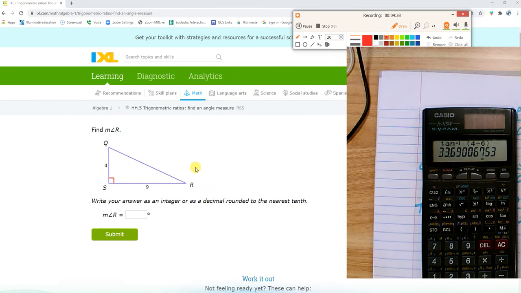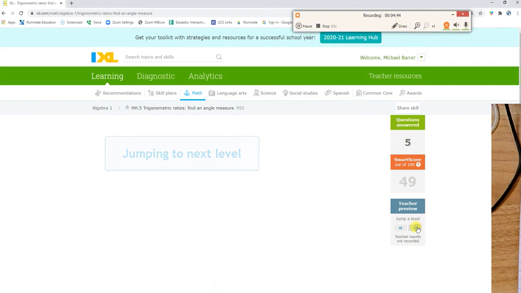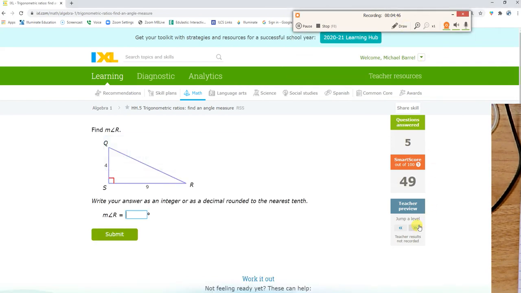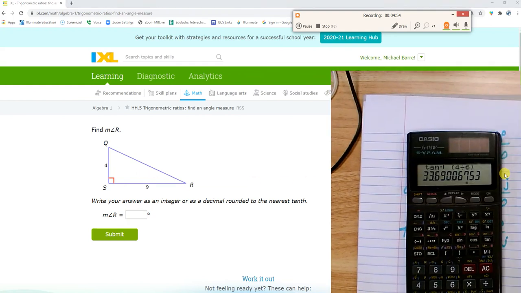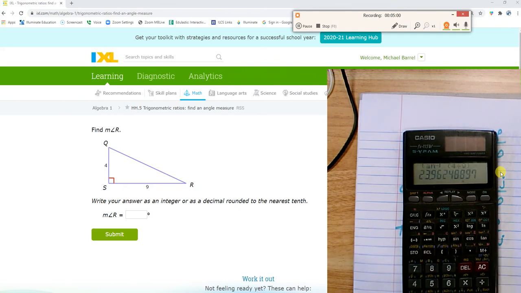R. It's going to be another tangent. I'm going to jump a level, see how these things get crazier. What's crazy here? This is another tangent, inverse tangent of 4/9. Inverse tangent 24 divided by 9. With the rounding, that's going to be 24.